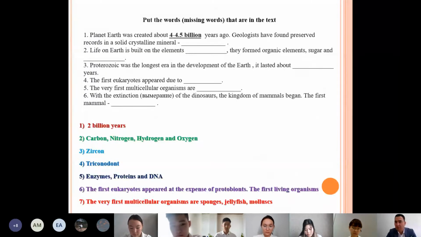Put in the missing words that are in the text. There are 6 sentences for you. You can use the options at the bottom. You can use them. Okay, guys.